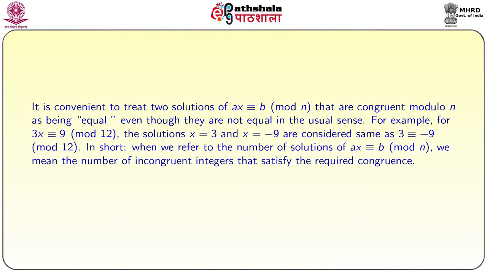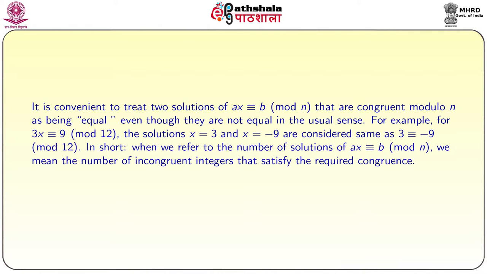It is convenient to treat two solutions of Ax congruent to b mod n that are congruent modulo n as being equal, even though they are not equal in the usual sense. So, we will give an example. For example, 3x congruent to 9 mod 12, the solutions x equal to 3 and x equal to 9 are considered the same, as 3 is congruent to minus 9 mod 12. In general, 3 and minus 9 are not equal, but here 3 is congruent to minus 9 mod 12. So, we will assume these are the same solutions.